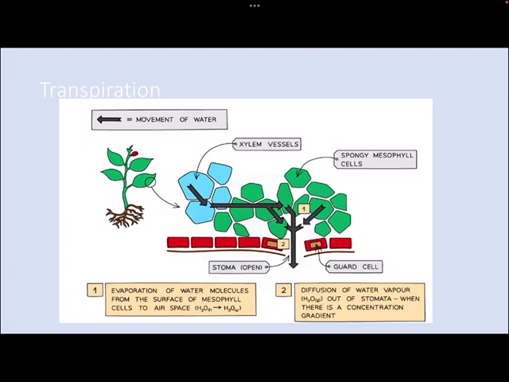So that would mean that there's more water molecules inside in the air spaces compared to the surrounding atmosphere. So the water moves by diffusion out through the stomata. It is not osmosis because it is not passing through a cell membrane or a partially permeable membrane. So transpiration, the evaporation of water molecules from the surface of the mesophyll cells, and then the water diffuses out through the stomata.